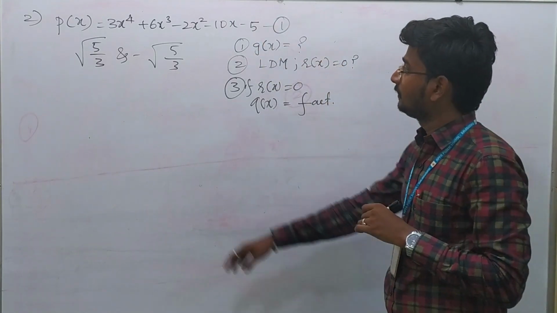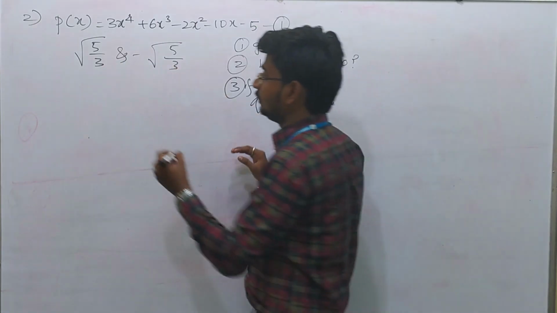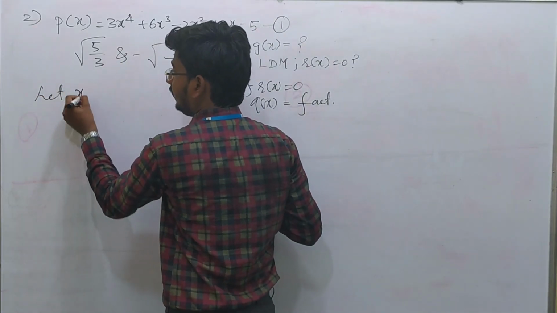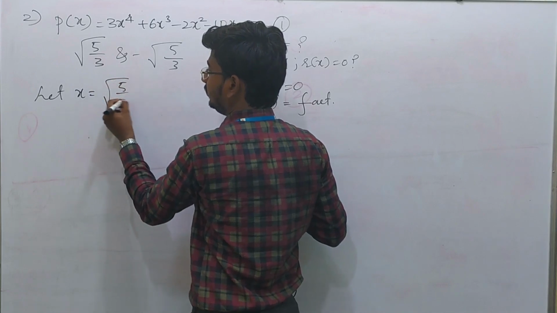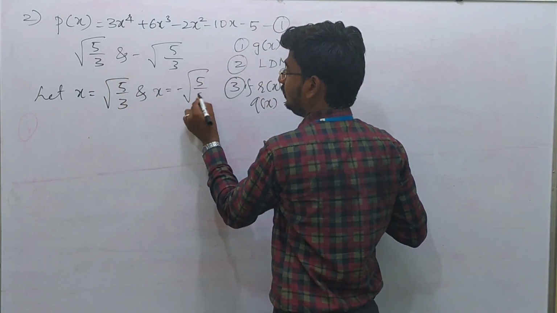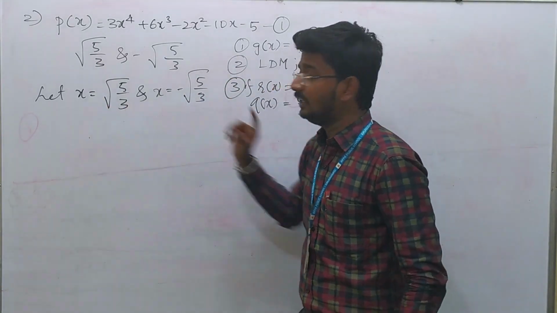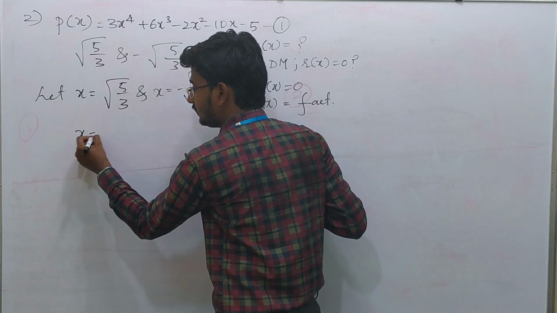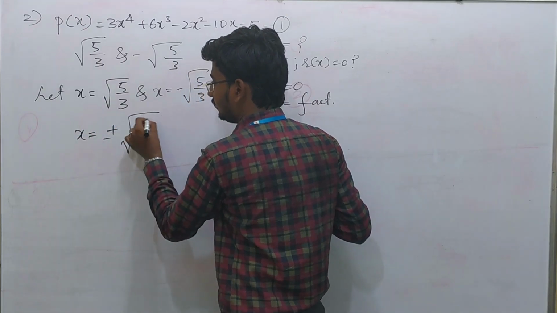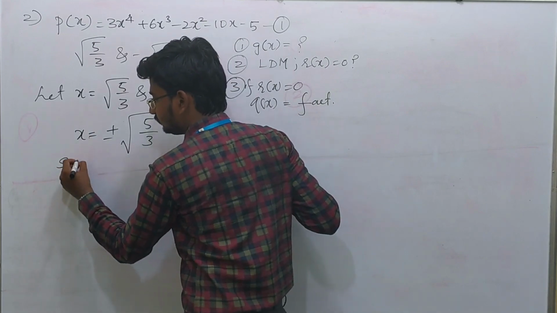Coming to the solution. Two roots are already given, that is root 5 by 3 and minus root 5 by 3. So I will assume let x be equal to under root 5 by 3 and x equal to minus of under root 5 by 3. Both the values are same, only sign is different. So I will take this as x equal to plus or minus under root 5 by 3. Square on both sides.